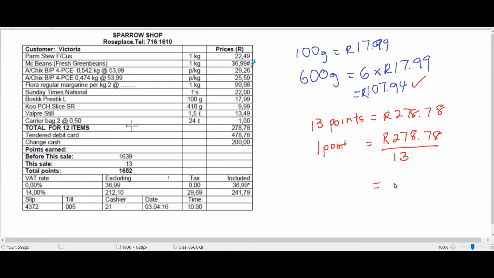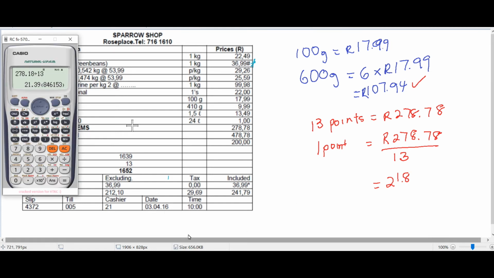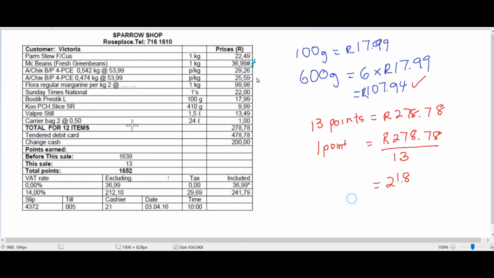21,39. Sorry, I'm making a mistake. So this is not an 8, but it's a 39. Okay. So you have 21,39. But the question said round off your answer to the nearest 10 rand.